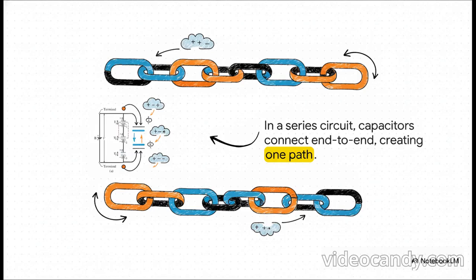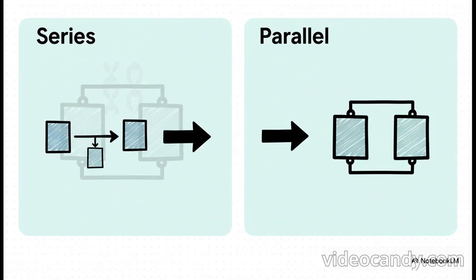The exact same amount of charge has to pass through the first capacitor, then the second, then the third, every single one in that chain. And this is where things get really interesting. You can see the big difference between connecting them in series versus what we call parallel.